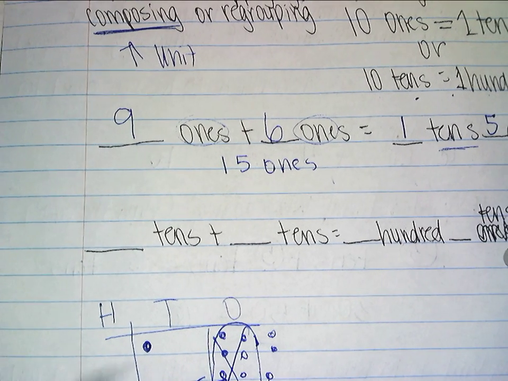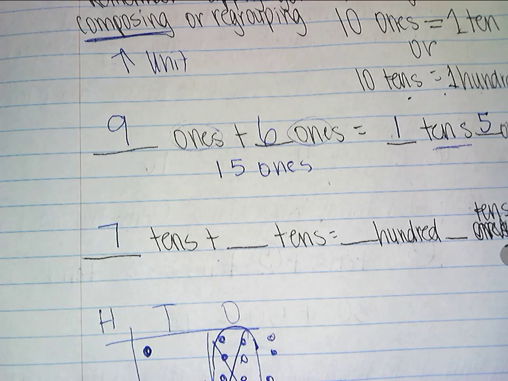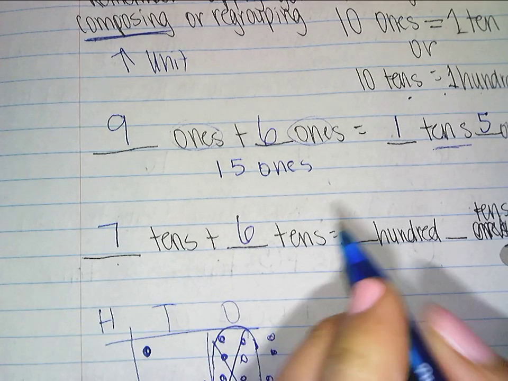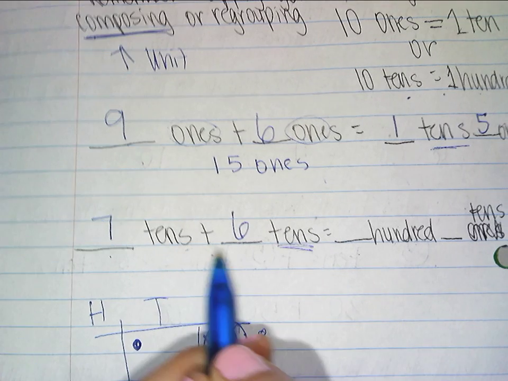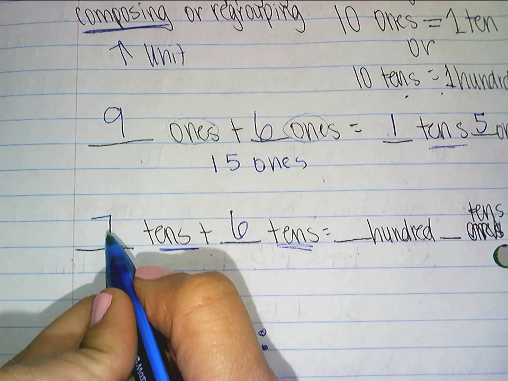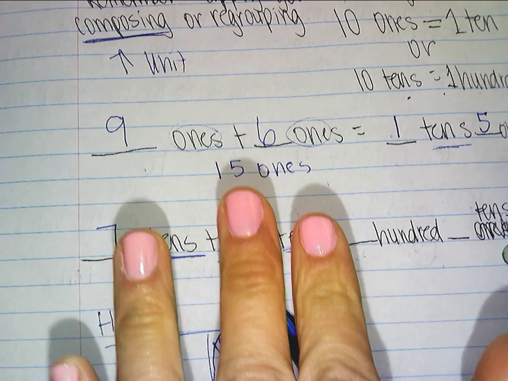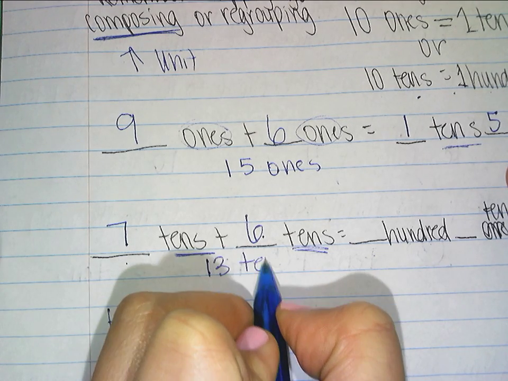So let's say that I have 7 tens plus 6 tens. Now I need my answer to be hundreds. So I don't have hundreds right here, I only have tens. So let's add this so that it's 10. So 7 plus 6 is 13. 7, 8, 9, 10, 11, 12, 13. So that would equal 13 tens.